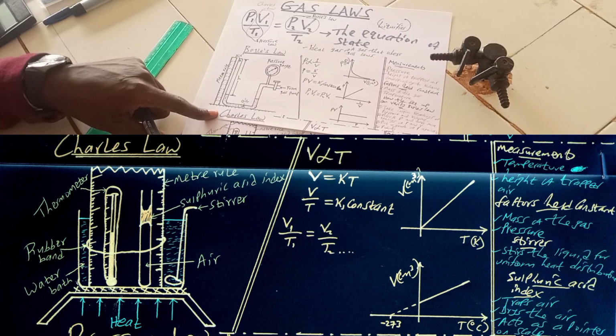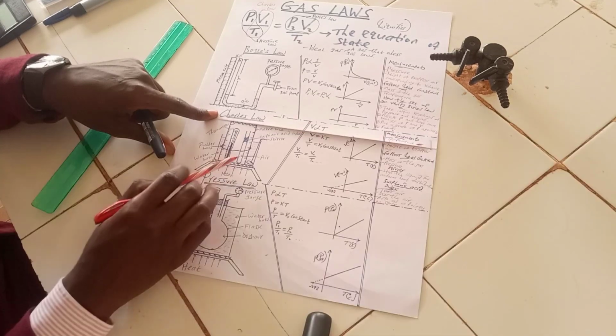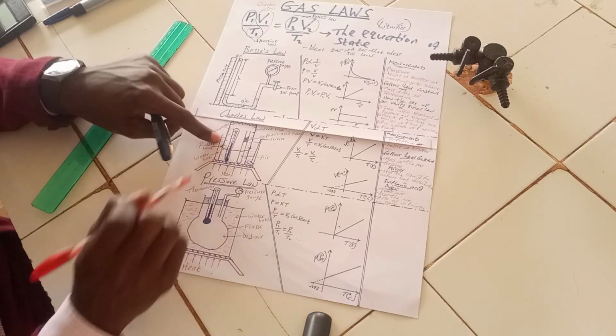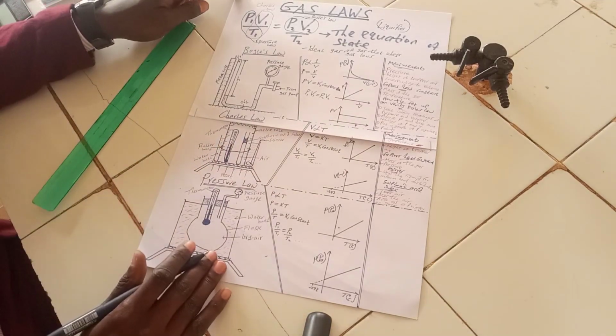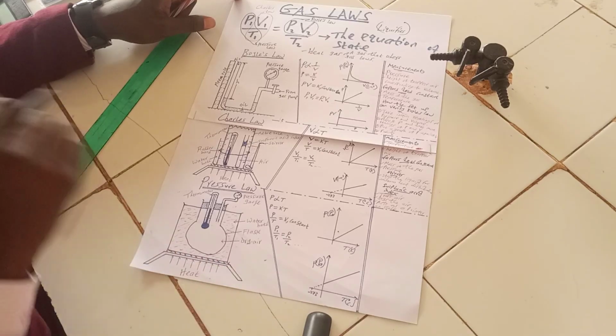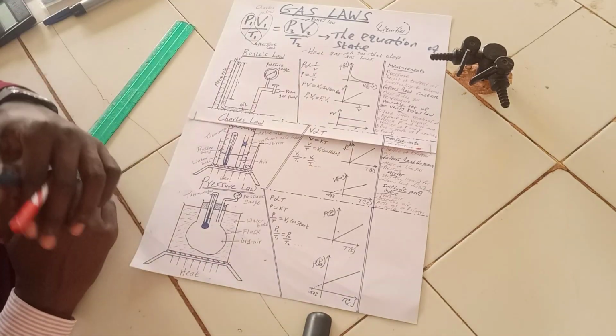Then the next point, it acts as a pointer on the scale. You can be able to read the height of the trapped air by using the sulfuric acid index as the pointer on the scale.